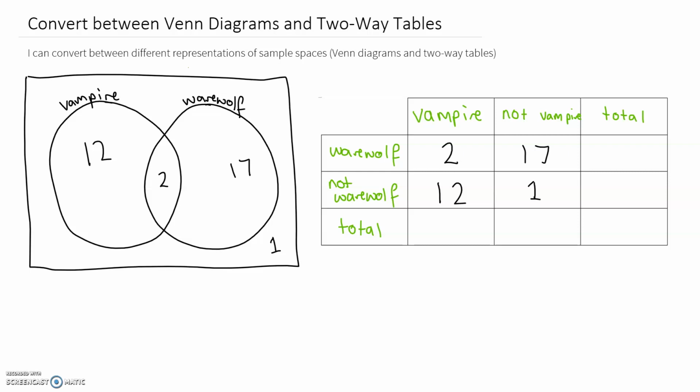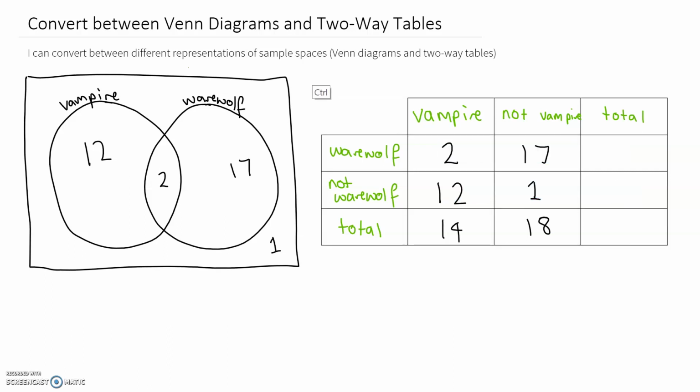Venn diagrams actually have a little bit less information done for you than a two-way table does. With a Venn diagram, you can work out the totals by adding them, but they're not there automatically. So we need to do a bit of adding before we can finish this off. So we're going to add vertically down each of these columns first. You could do the rows first if you prefer. So I'm going to go 2 plus 12, so that's 14. 17 plus 1, that's 18. And now we're going to go across.